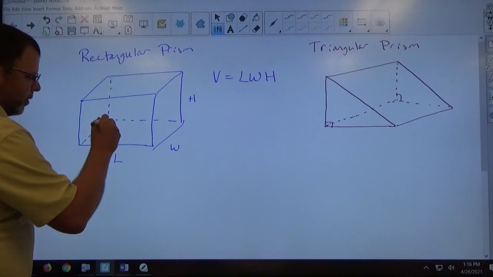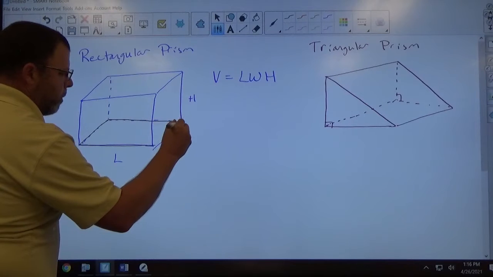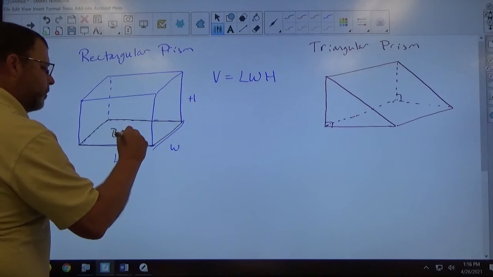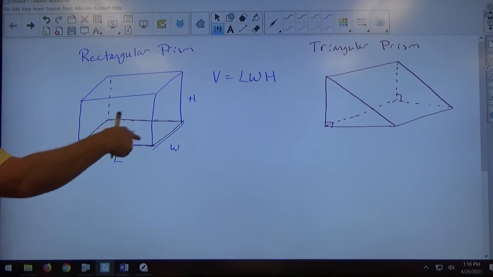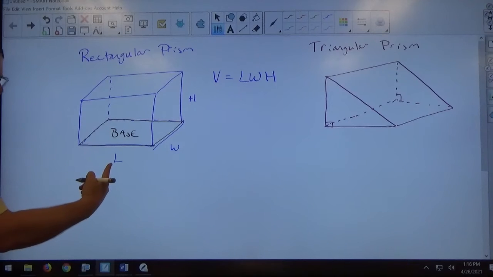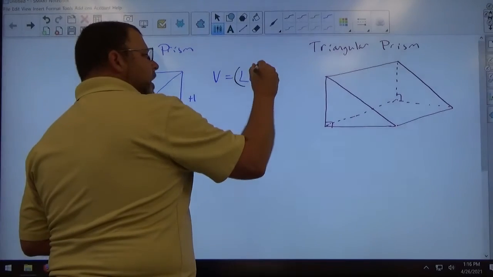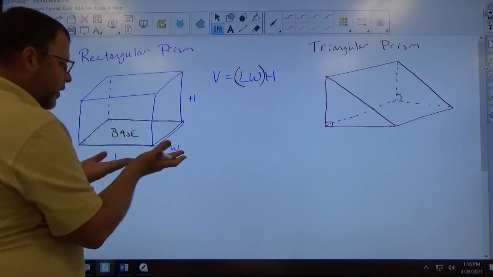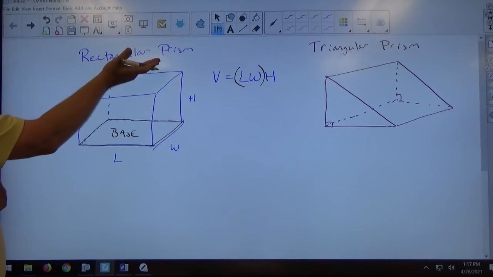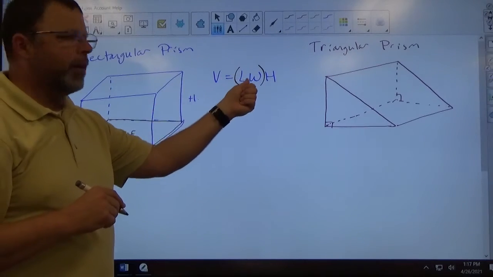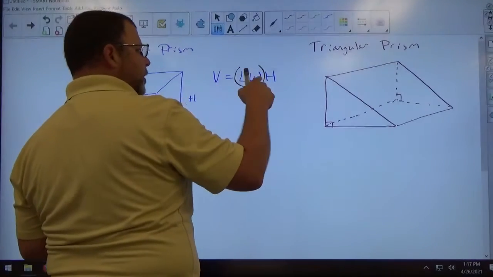If I'm establishing that this rectangle down the bottom here is the base, what is the area of that rectangle? The area of this black rectangle? Length times width, right? It's just a rectangle, length times width. Notice, length times width is right there, and the base itself is being raised up that high, the perpendicular height here, and that's how volume is found out. You find the area of the base, you multiply by the height. That's the general formula for all prisms. So this is specifically for rectangular prisms.